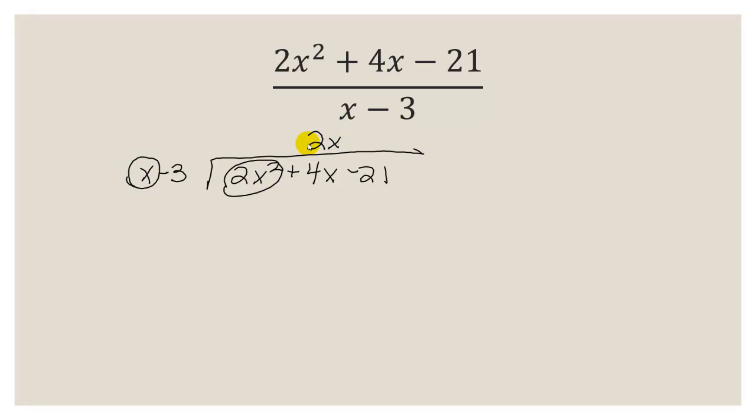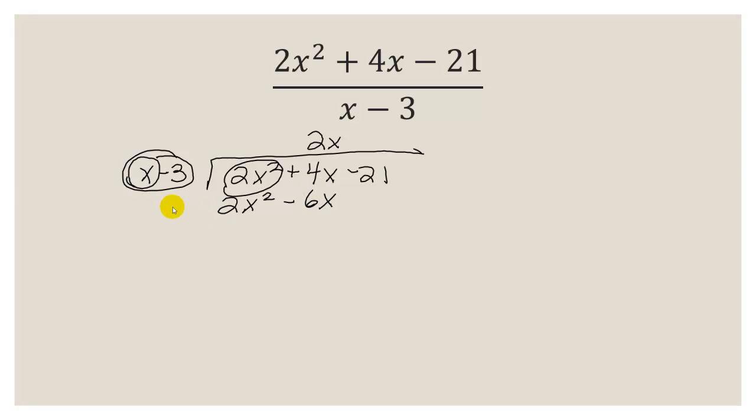That's really the only part that's very different. From that point on, you're just going to multiply. So it's going to be 2x times the whole thing now. Now you're going to take the whole thing and multiply. So 2x times x minus 3. Well, 2x times x is 2x squared. And 2x times negative 3 is negative 6x.